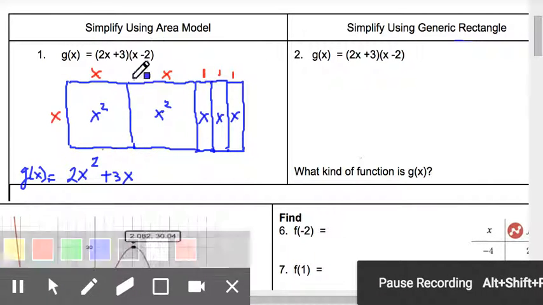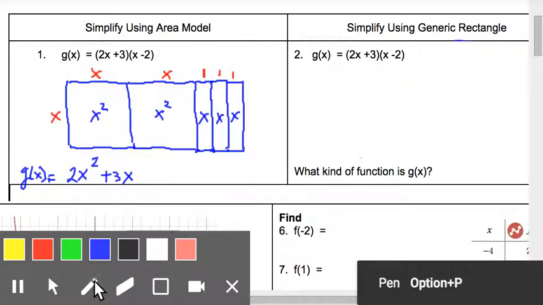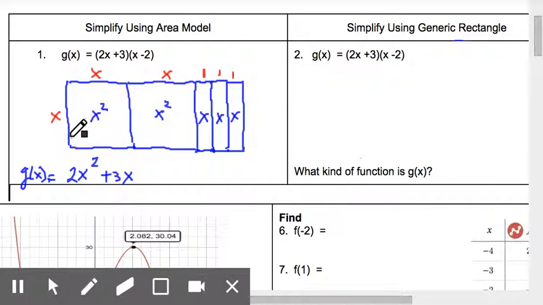And then we have to check the width. The width should be x minus 2, but here the width is x. So that means we need to reduce the width by 2 units. In order to do that, we're going to take out 1 unit from the width. So if we take out 1 unit from the width, we have to take this whole thing out.